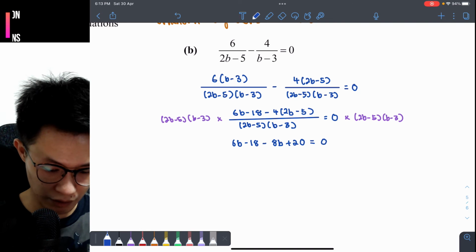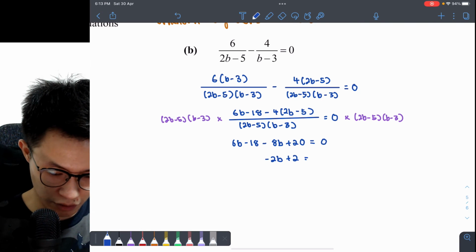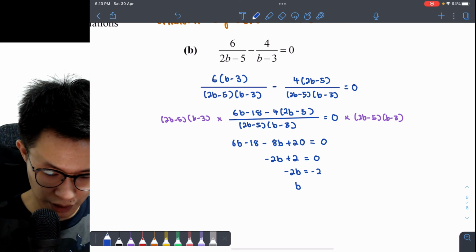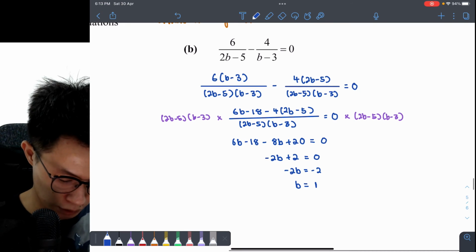Alright, so with this we will have negative 2b plus 2 equals 0. Negative 2b equals negative 2. b equals positive 1. So this is method 1.